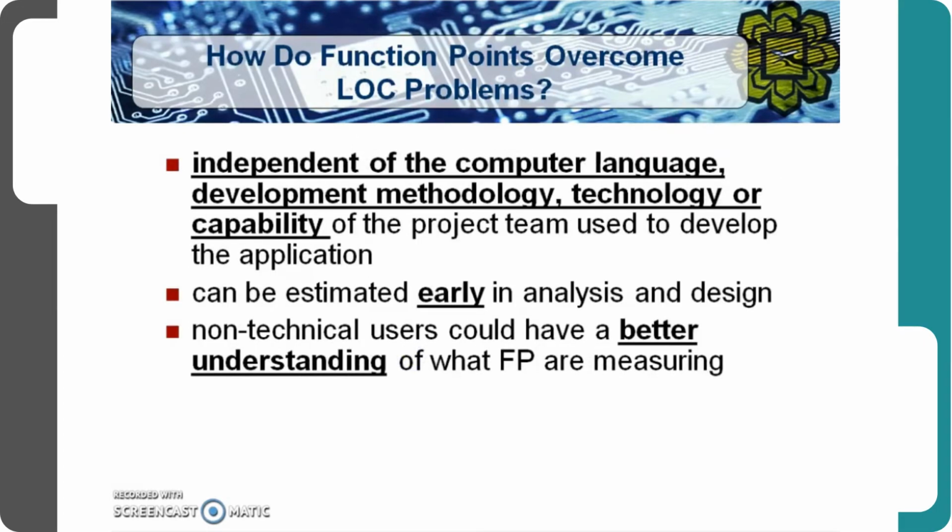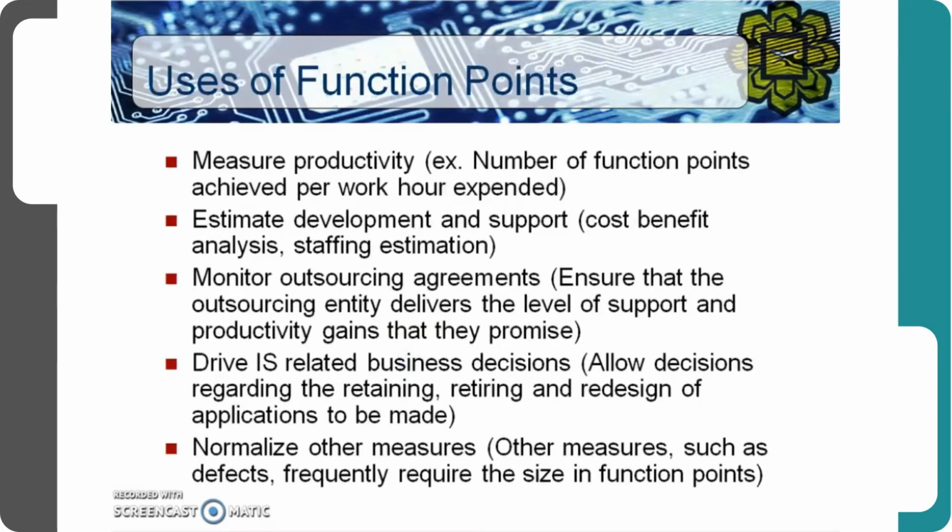So how do function points overcome the line of code problems? The first one is that it's independent of the implementation language, the development methodology, the technology, or the capability of the project team used to develop the application. And it can be estimated as early as in the analysis and design, since we don't have to wait until the implementation. Non-technical users could also have a better understanding of what function points are actually measuring because it's not as complicated as lines of code.